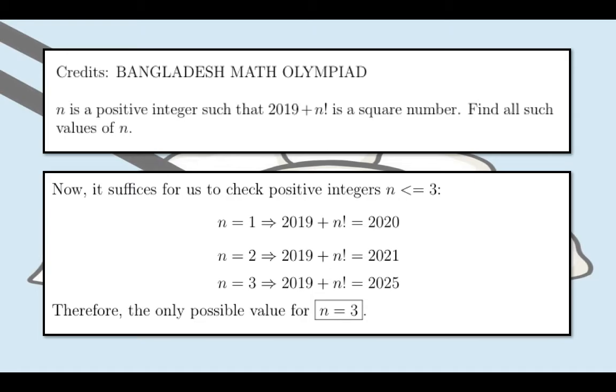We checked cases for n greater than 3, which we found out is impossible. And it suffices for us to check positive integers n less than or equal to 3, and we've successfully done it. So we've successfully covered all positive integers n. And from this proof, we can finally conclude that the only possible value for n is n equals 3. Now usually proof writers would put a box here to indicate the end of the proof, or write QED.